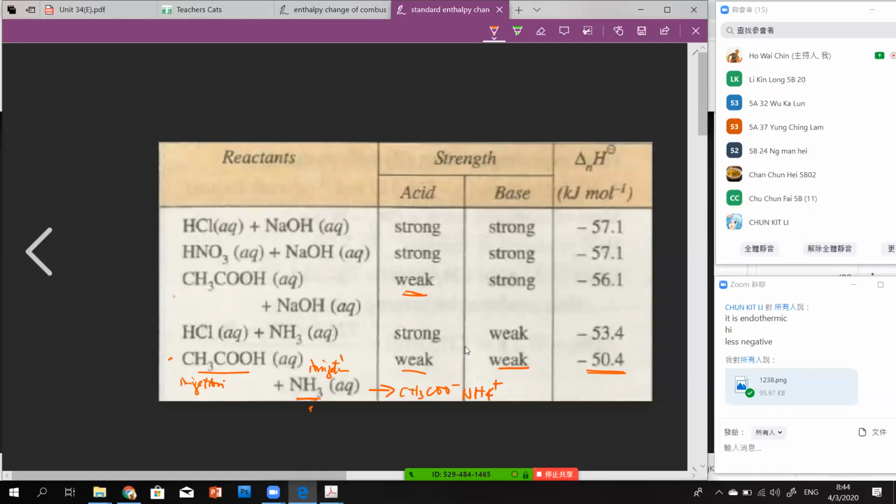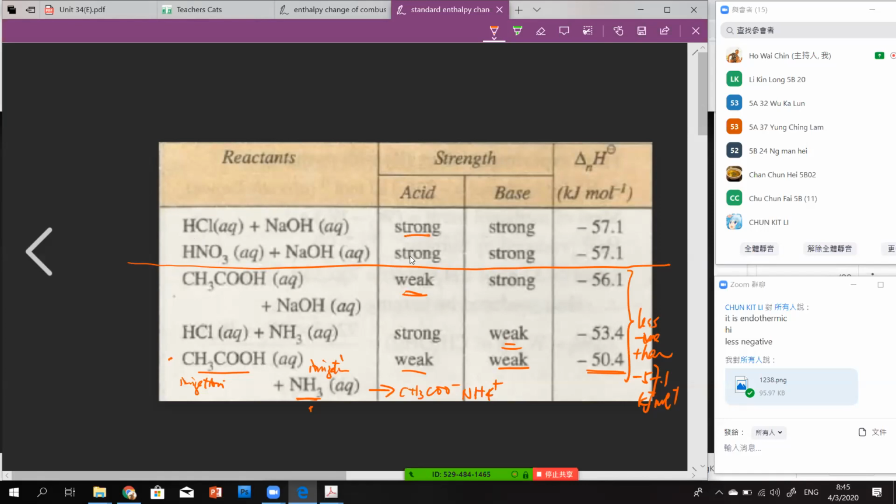If the acid is a weak acid with a strong alkali, or a strong acid with a weak alkali, you may find those data less negative than minus 57.1. It seems like you split these two into halves. So you may find that minus 57.1 or 2 is something like a standard data. How do I know? It seems like reference data.